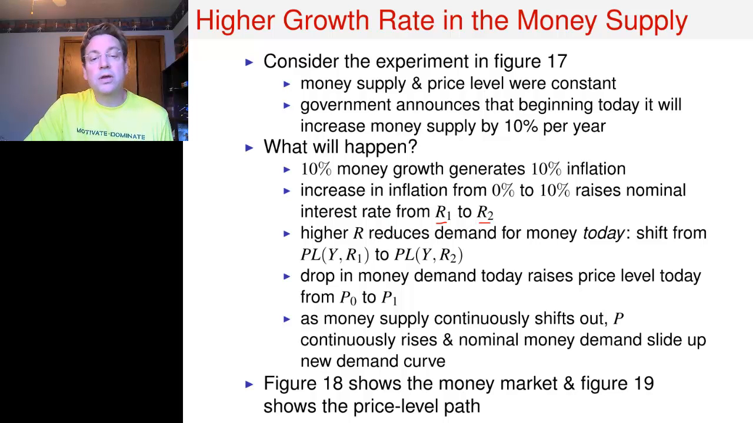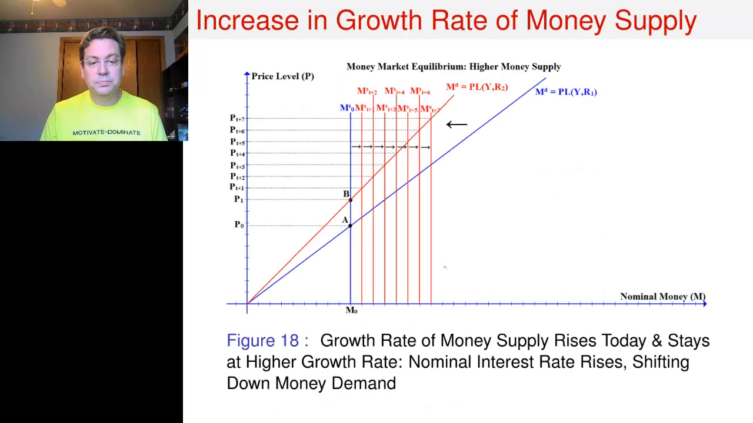But a higher nominal interest rate is going to reduce the demand for money today. And so the demand for money is going to shift from this function that depends on the original nominal rate to this new function that depends on the new nominal rate. At the same time, the level of the money supply is going to be growing. So we're going to have supply and demand effects going on in this thought experiment.